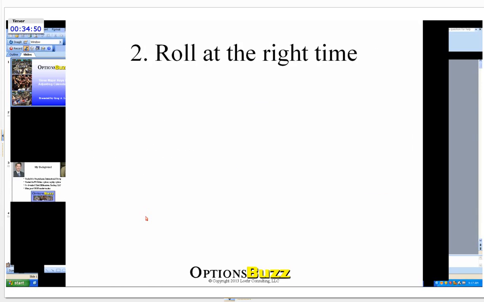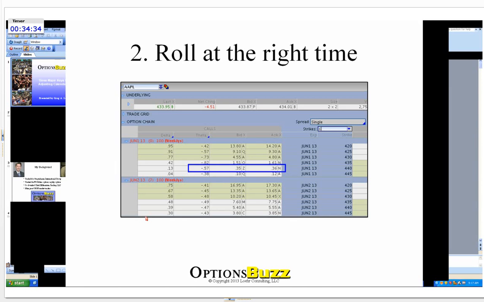Okay, now this dovetails perfectly into number two. We're not going to let the short option expire worthless, and we're going to roll at the right time. We're going to roll out to the next expiration, and we're going to do it at the right time. How do you tell what the right time is?